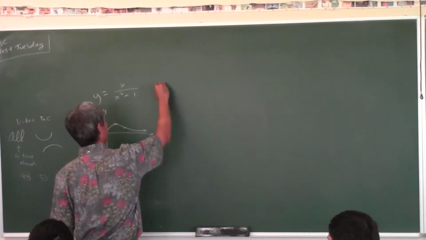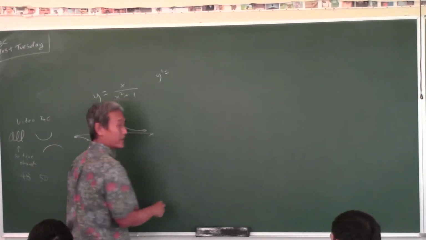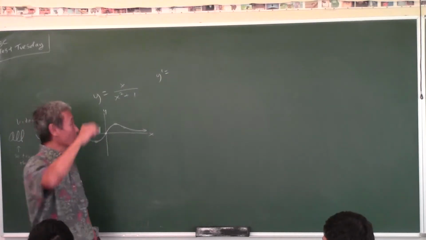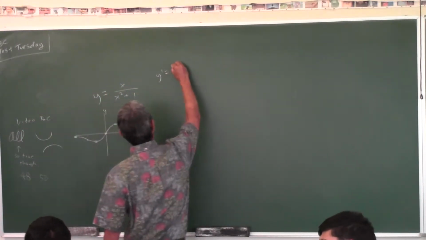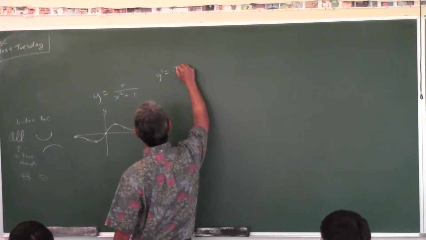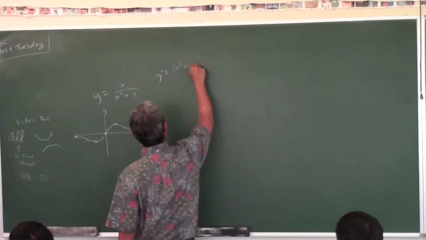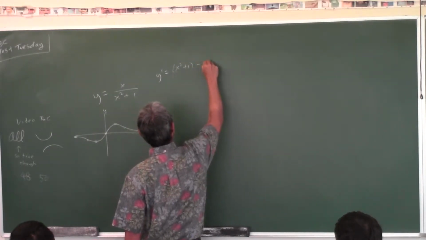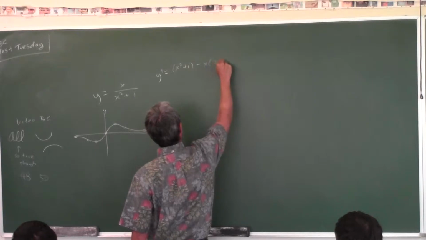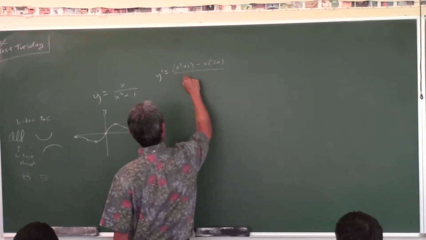So this is what you do. First, you compute the first derivative. Who's got this? Wong, redeem yourself. It's always one. I don't know why. X squared plus 1 times 1 minus x times 2x all over x squared plus 1 quantity squared.